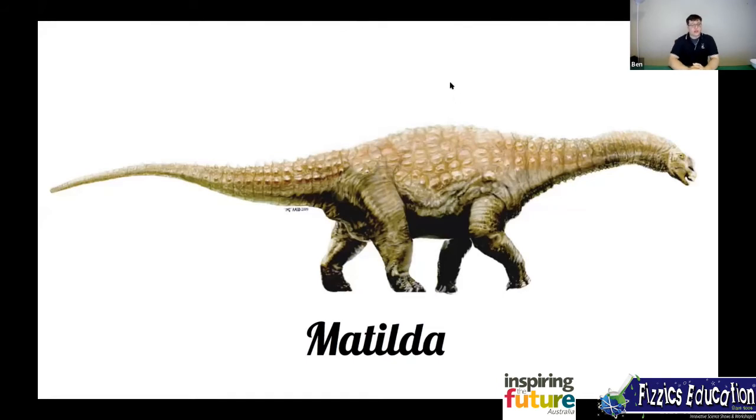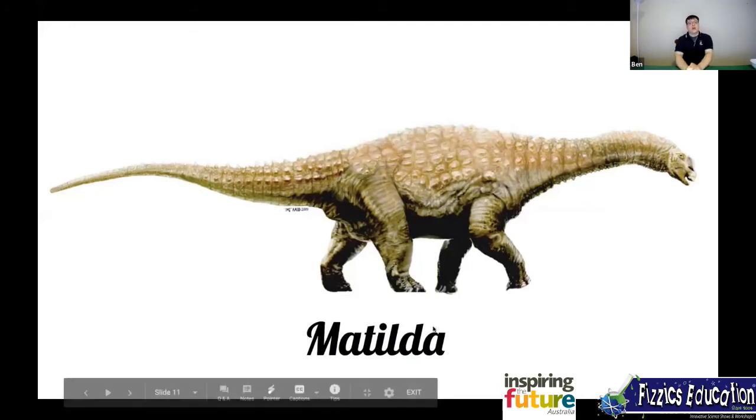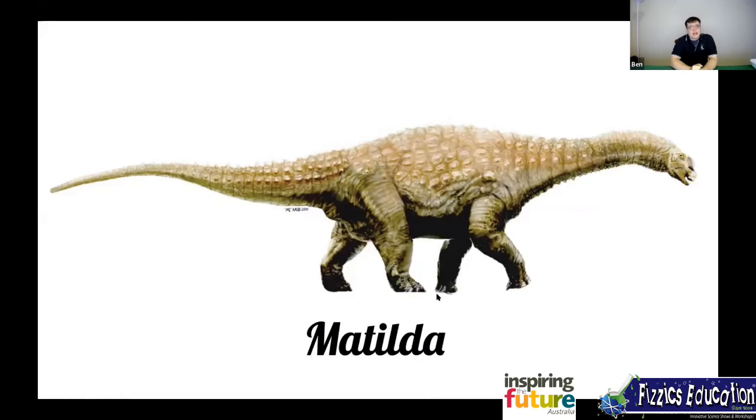We can use the fossils and a little bit of maths to work out exactly how big or how heavy she was. So to work out how heavy she was, we can actually use the bones or the fossils that we find to estimate her volume. And then all we have to do is work out something else that would be the same volume as that and use that to calculate how heavy she would be.